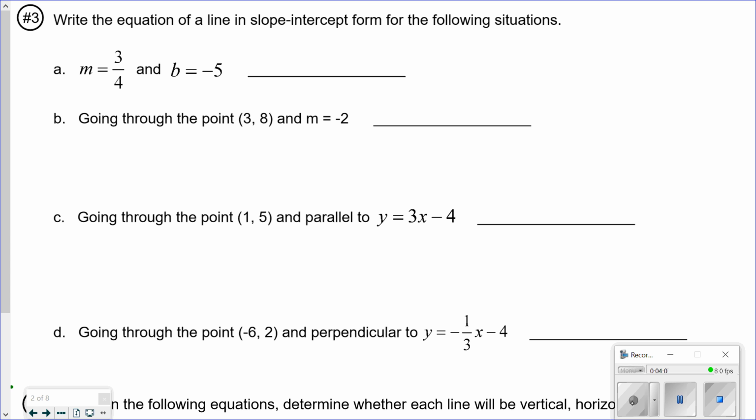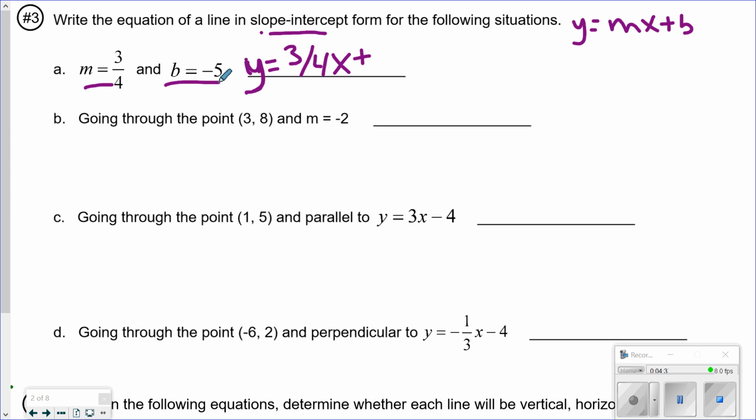Write the equation of a line in slope-intercept form for the following situation. So remember, slope-intercept form is y is equal to mx plus b, where m is the slope, b is the y-intercept. Well, it tells me exactly what my m value is here. So y is equal to 3/4 x plus, and my b value is here. So since this is a -5, I can get rid of my plus sign. And so I can just write -5 here.